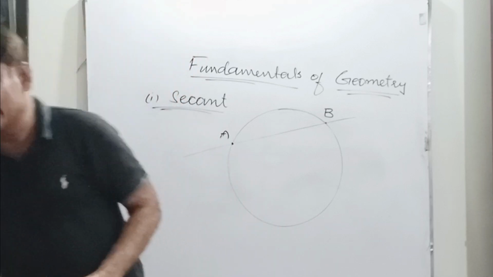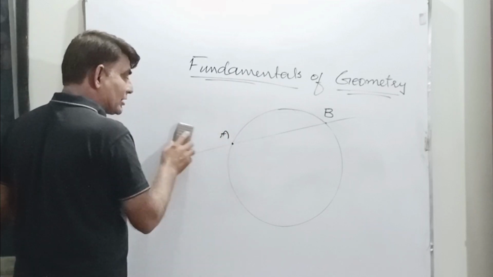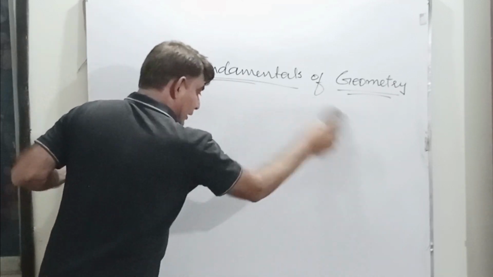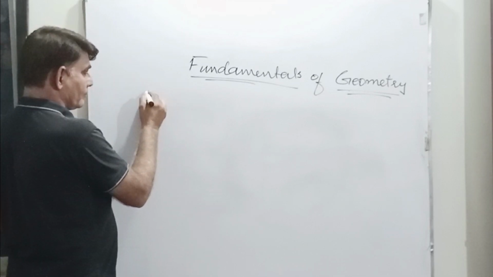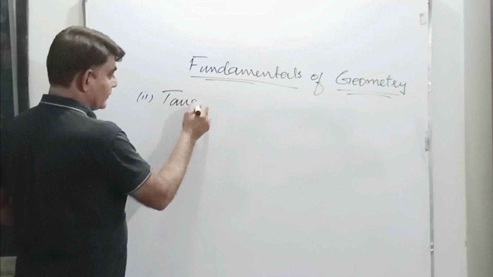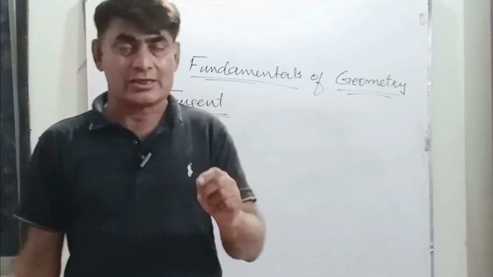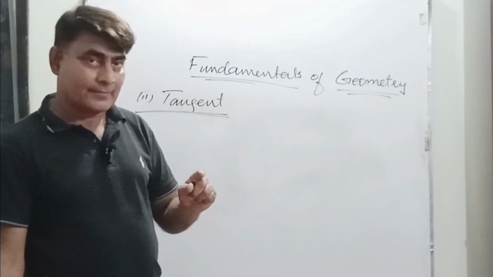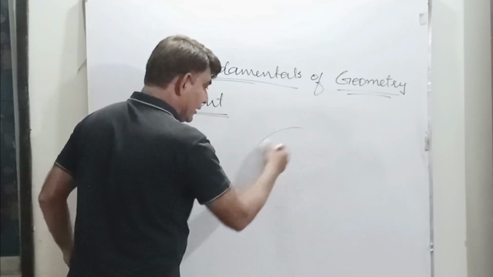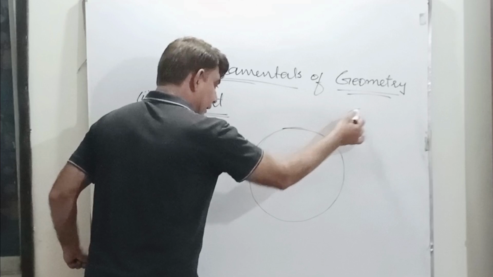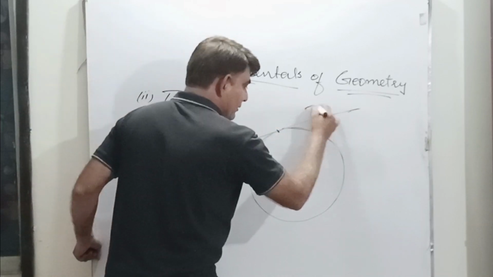Okay. Now the second term we use is tangent. Tangent is also a straight line that only touches the circle, not cuts the circle. A secant is a line that cuts the circle. A tangent touches the circle. Okay, now this is the circle and this one is the tangent. This line is a tangent, right? This one is a tangent.